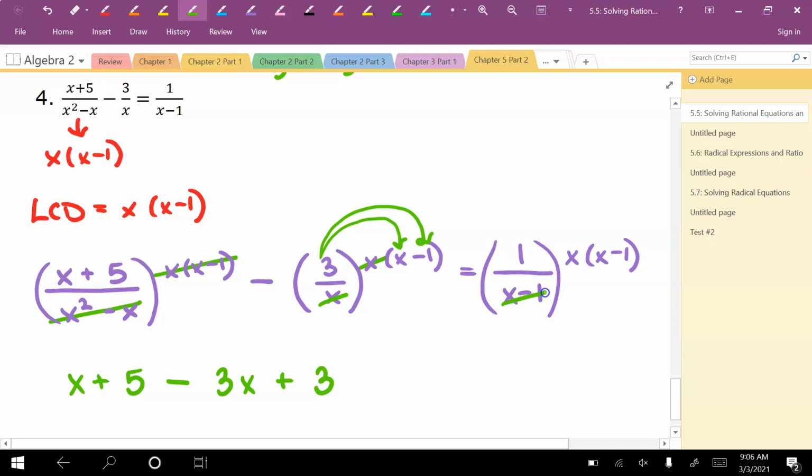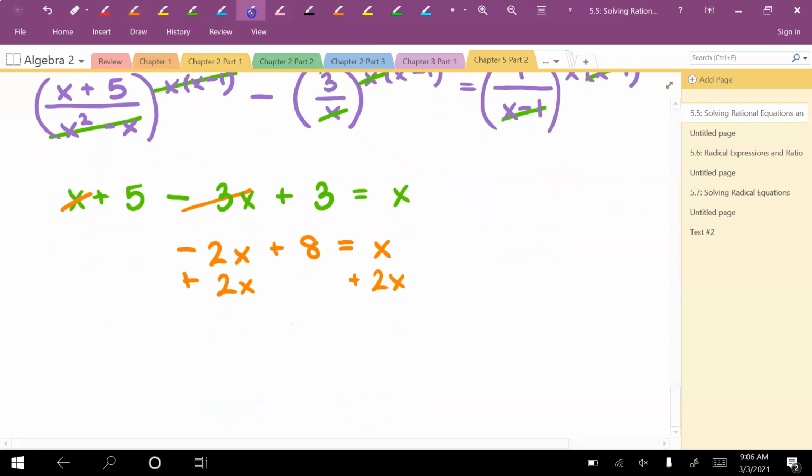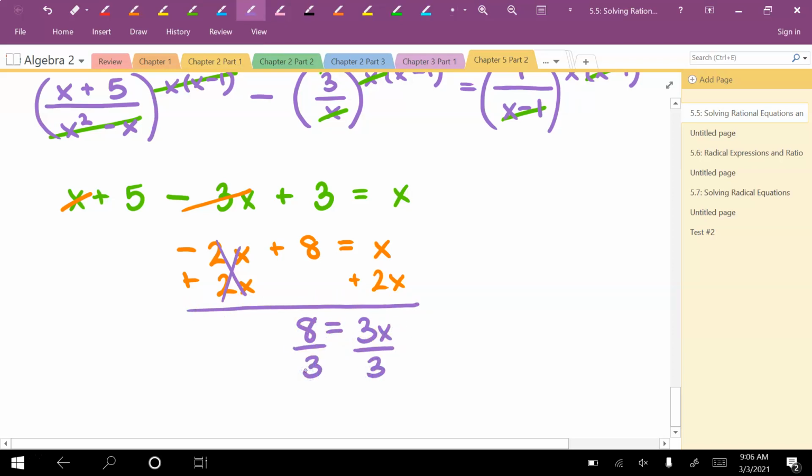For this last one then, the x minus 1's cancel. So we take 1 times x, which is just x. On the left side, x and a -3x is going to be -2x. 5 and 3 is going to be 8. And then we have an x left on the right side. I would add 2x over. So we have 8 equals 3x. Then I would divide by 3. And again, I'm just going to leave this as a fraction. So it's just going to be 8 thirds.